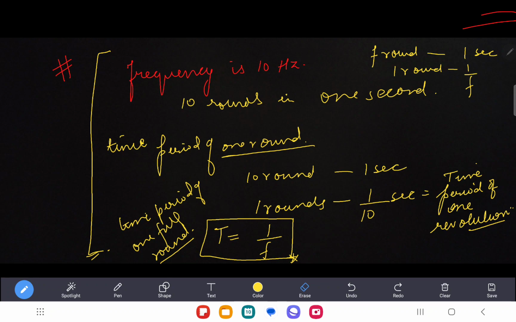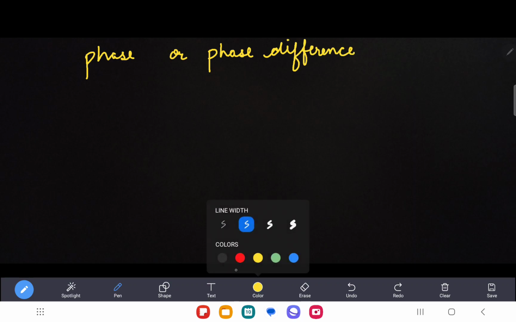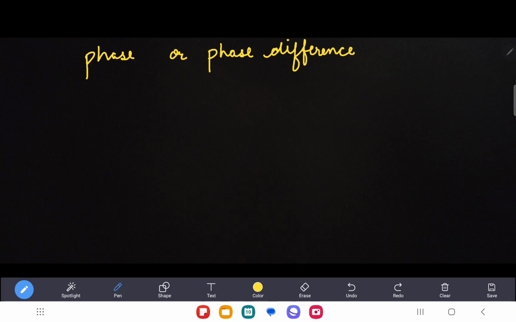Up till now, we did amplitude, we did frequency, we did time period. Now understand, there is one more term. The other term is the phase. We sometimes call it the phase, or sometimes the phase difference. When we talk about the phase or the phase difference, what does this basically mean?